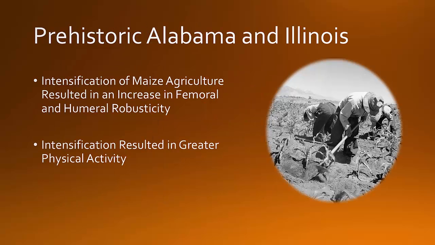Now, if we look at studies of prehistoric Alabama and Illinois Native American populations, there's a pair of studies by Bridges in 1989 and Bridges et al. in 2000 that examined femoral and humeral changes in size and shape among prehistoric populations from Alabama and Illinois. Intensification of maize agriculture resulted in an increase in femoral and humeral robusticity. In this instance, intensification resulted in greater physical activity.